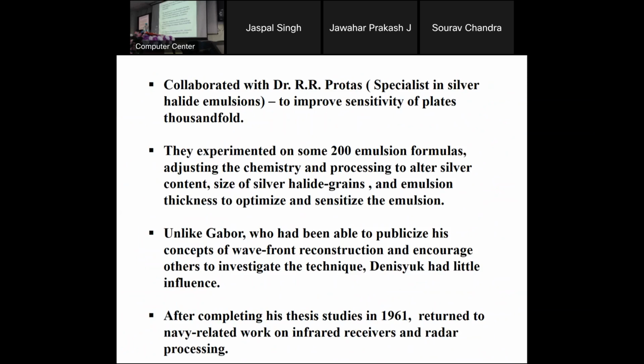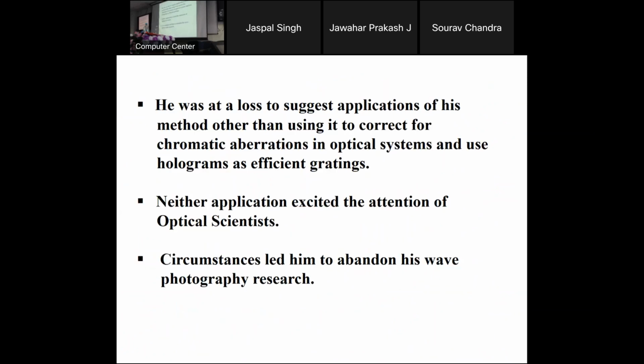After completing his thesis in 1961, he returned to Navy-related work on infrared receivers and radar. He was at a loss to suggest applications of his method, other than using it to correct chromatic aberration in optical systems and to make holograms with efficient gratings. Neither application excited the attention of optical scientists. Circumstances led him to abandon his wave photography research.